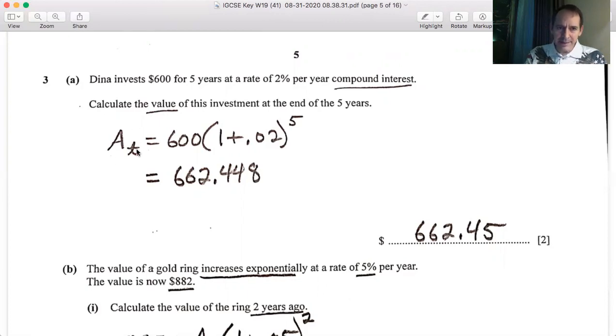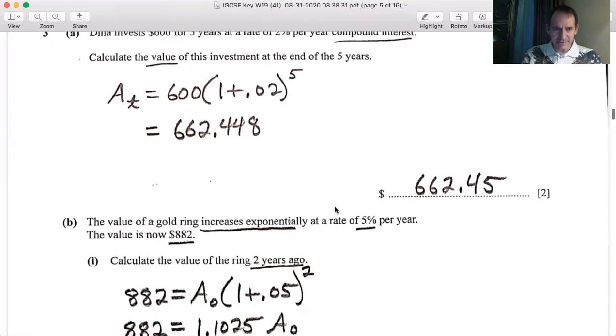So we're looking for the amount after time. The original amount was 600, and this is your compound interest formula. You start with 1 being 100% of the original amount, plus you're going to increase at 2% per year. So that's 0.02. And then you put time up here, which is 5 years. Calculate all this on your calculator. Your amount after the time is $662.45. Since it's dealing with money, you go to the cents place, 2 decimal places.